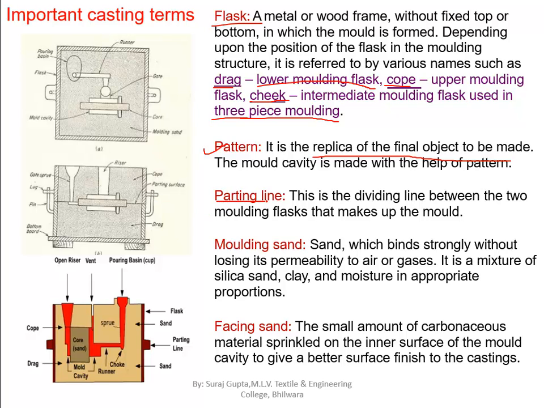The next is the parting line. This is the dividing line between the two molding flasks that make up the mold. The molding sand binds strongly without losing its permeability to air or gases. We will see this property of the sand in the upcoming lectures. It is a mixture of silica sand, clay and moisture in the appropriate proportions.